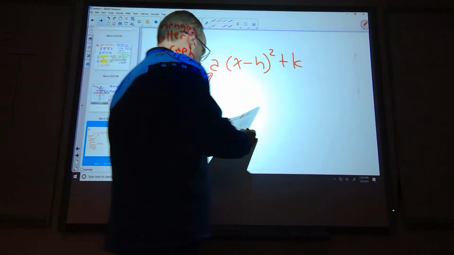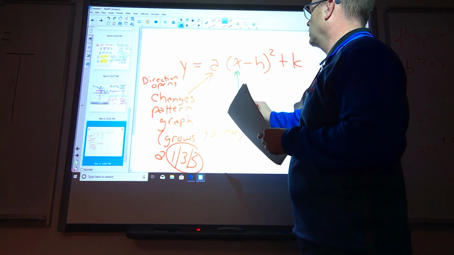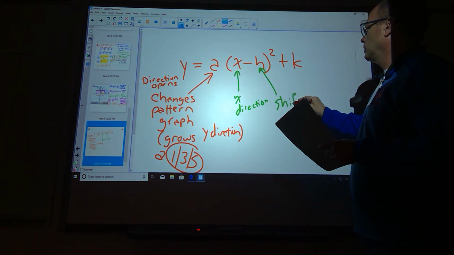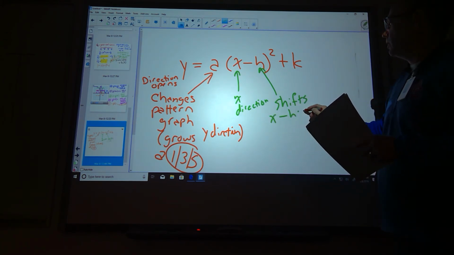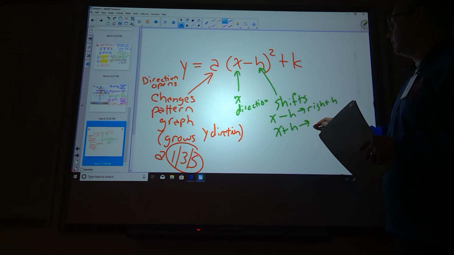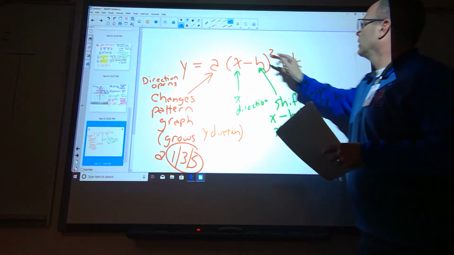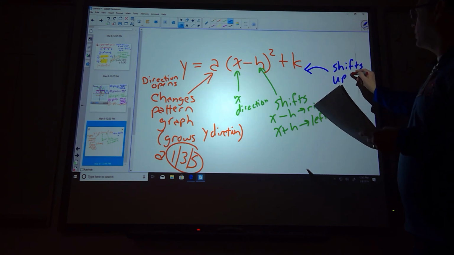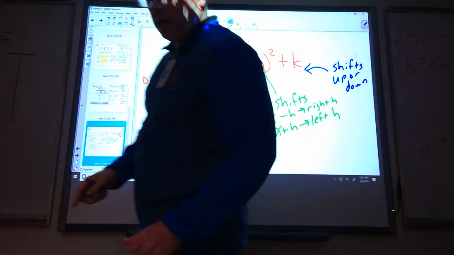Okay, we've dealt with that so far. This is the x direction. This shifts, if it's x minus h, right h. If it's x plus h, left h. And this shifts up or down. That's all it is. Okay?